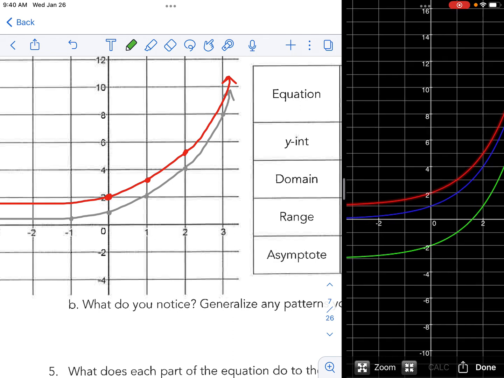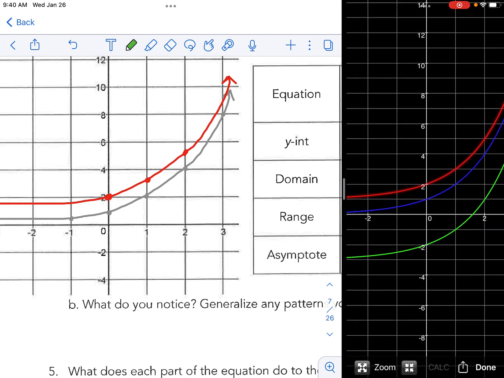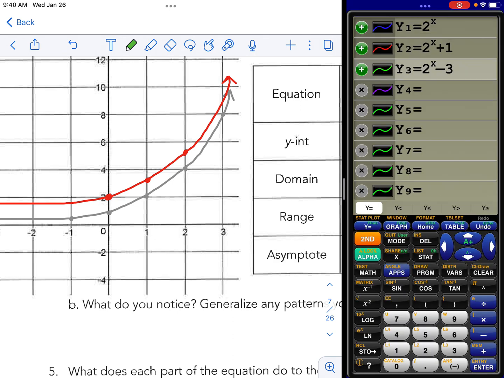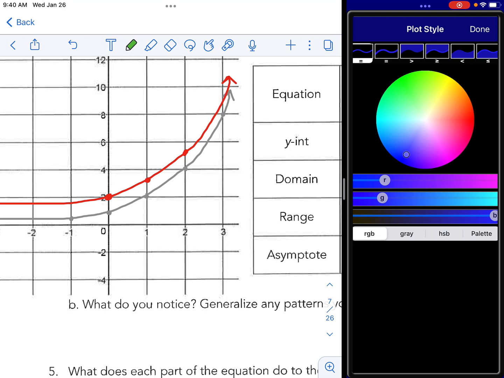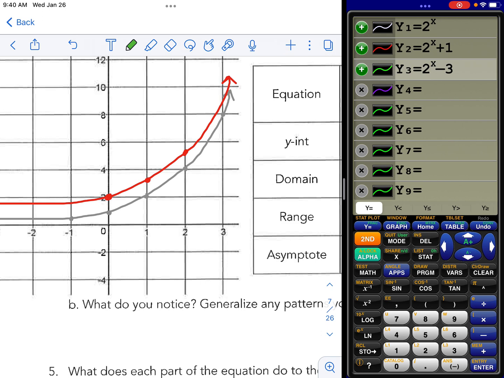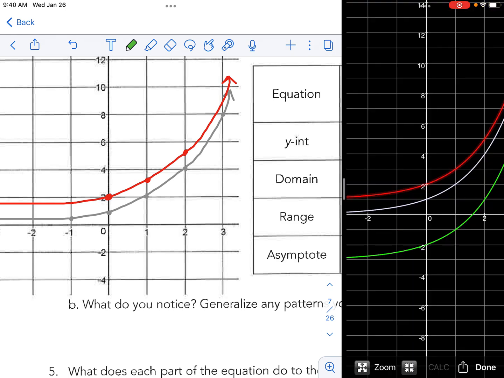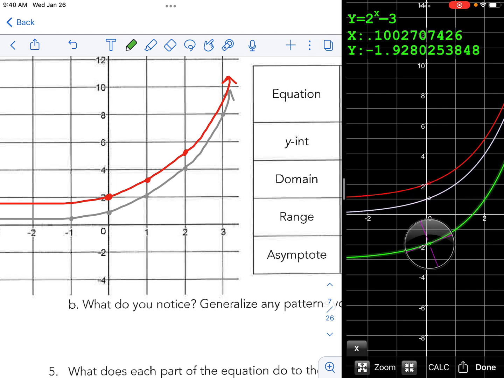So we can see that compared to the parent function, the blue, actually, you know what I should do? I should go back up to that parent function and make it gray. That would be really good. There we go. That's pretty grayish. That way it's kind of matching my Notability file. So if you notice, the parent function was right there at 0, 1, and it moved down 1, 2, 3, right, to down here, -2. That's down 3 below where it was.